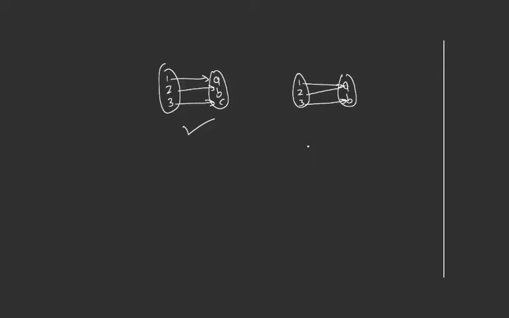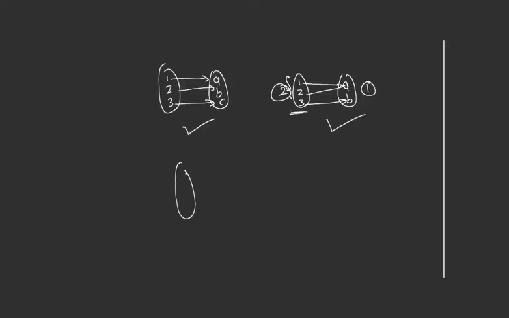Why is this a function? If you notice, the first statement says it should not be one-many. Is it one-many? No, this is many-one. Here two elements are connected to one element. This is many-one, it's not one-many. So the first condition is satisfied. And for the second condition, there is no element vacant in set A. So this is a function.